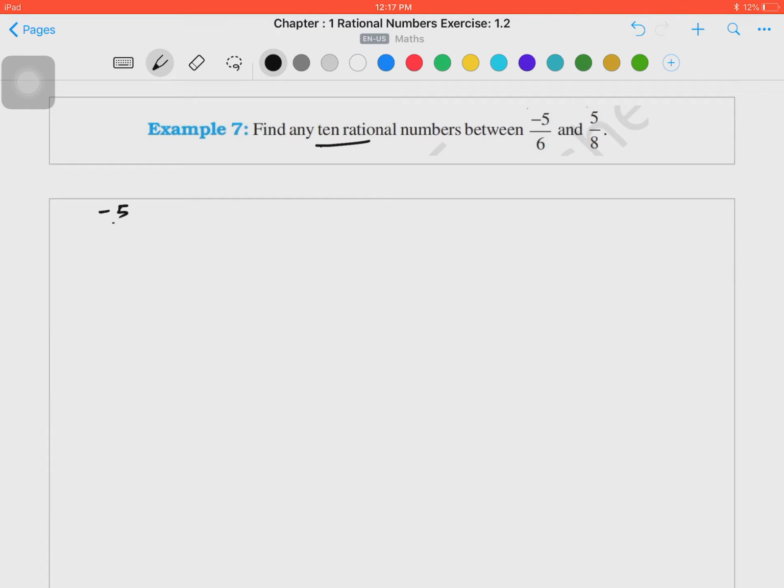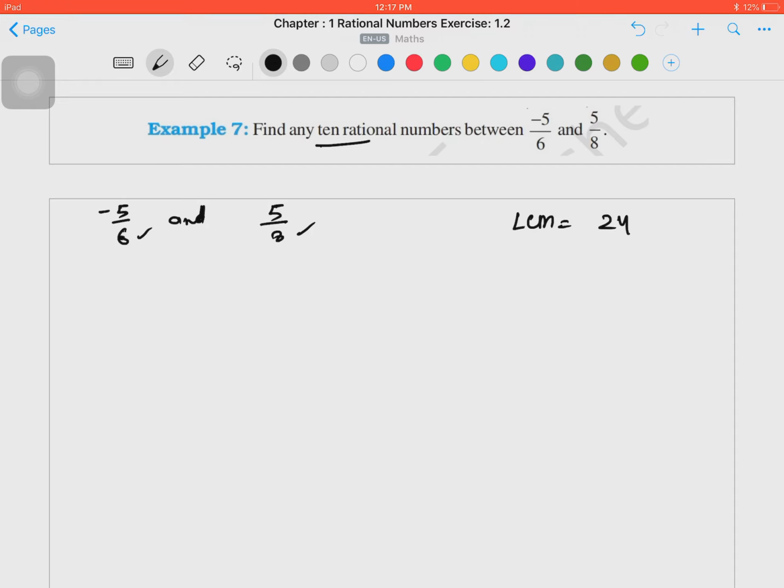The first number is minus 5 by 6, and the second is 5 by 8. Now you can see that both numbers are already in the form of a rational number, that is p by q form, but the denominator of each number is different. Here we have 6 and here we have 8. So the first and foremost step is to make the denominator the same by taking the LCM of both the numbers. So the LCM of 6 and 8 is equal to 24.